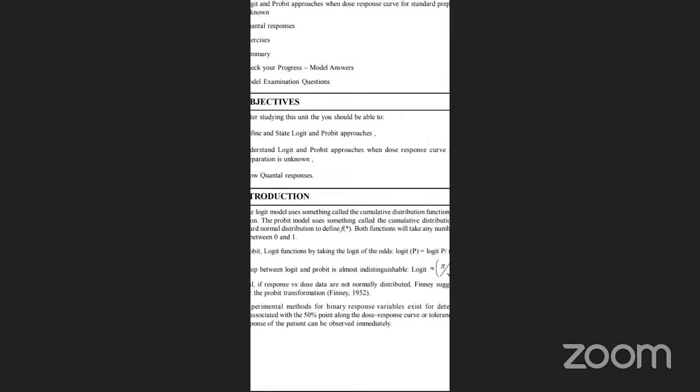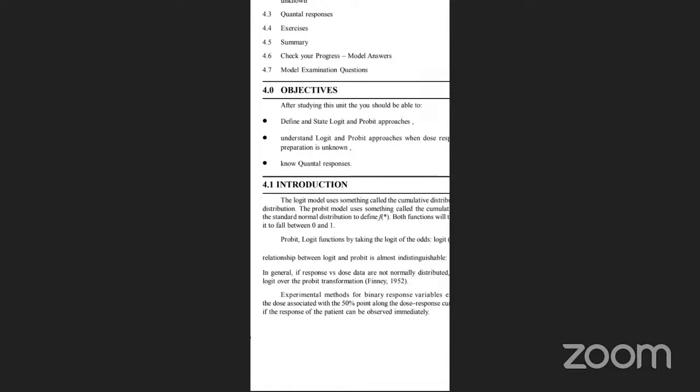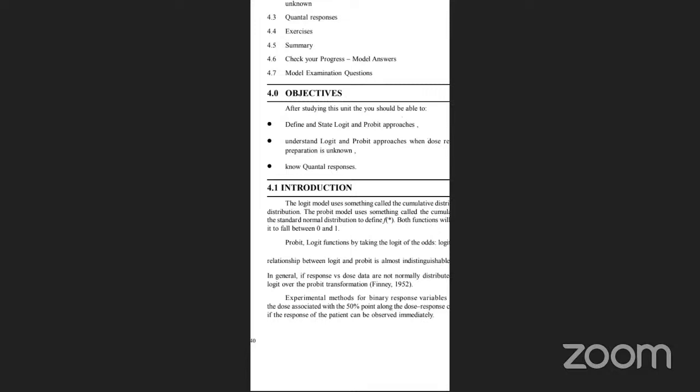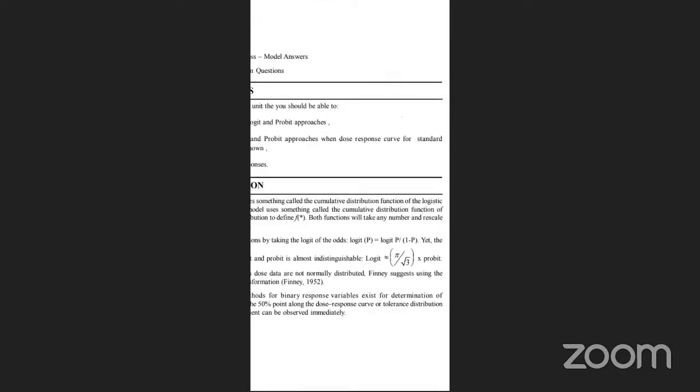So both functions will take any number and rescale it to fall between 0 and 1. Logit functions by taking the logit of the odds: logit p equals log of p by 1 minus p. The relationship between logit and probit is almost indistinguishable. Logit is pi by root 3 times probit.